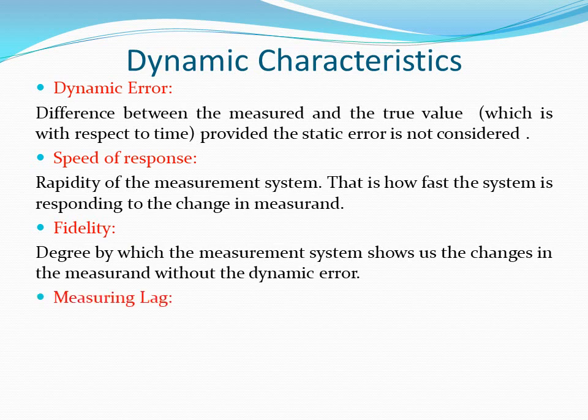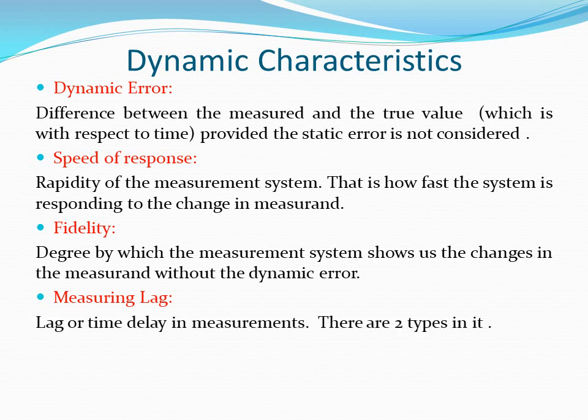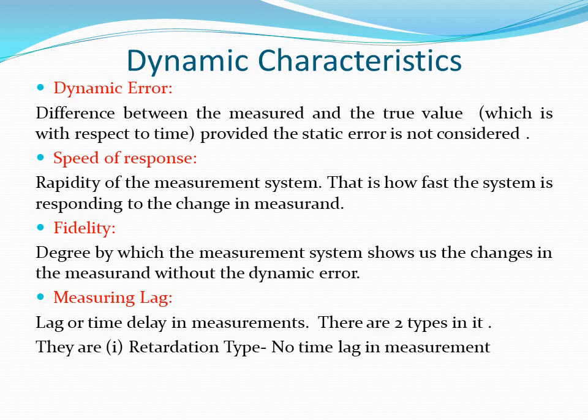The next one is measuring lag. The name itself implies it is a lag, in the sense there is a delay between the input and the output. So here it is lag or time delay in measurements. There are 2 types in it. One is retardation type. The name implies there is no time lag; instantaneously we are getting an output. When I apply an input, I get an output instantaneously. The next one is time delay lag type. There is a specific time lag in measuring. Whenever I give an input, the transducer takes some time to measure the output. That is called a time delay lag.